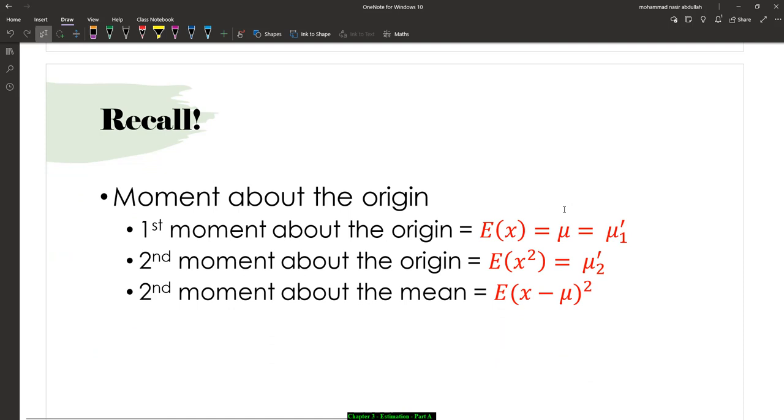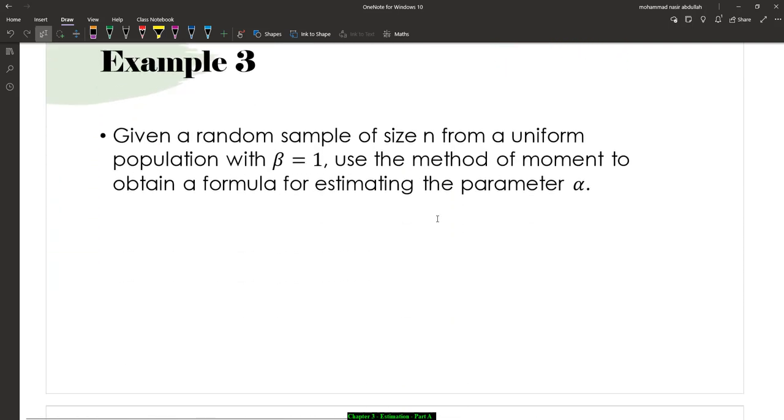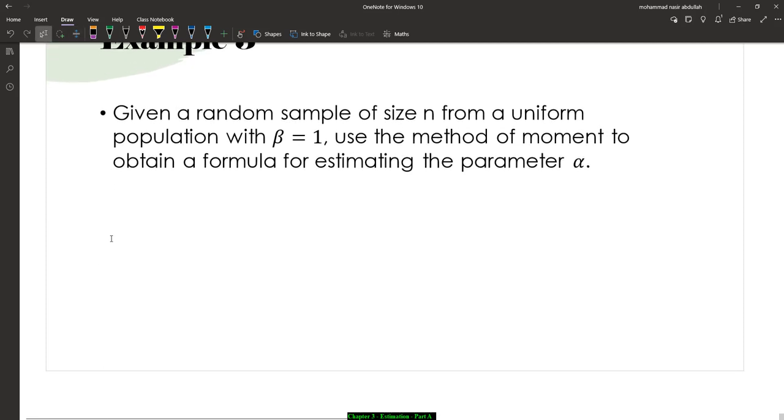Example number 3. Given a random sample of size n from a uniform population with beta equal to 1, use the method of moments to obtain a formula for estimating the parameter alpha. So the PDF of the uniform distribution is 1 over beta minus alpha, where x is from alpha to beta, right?